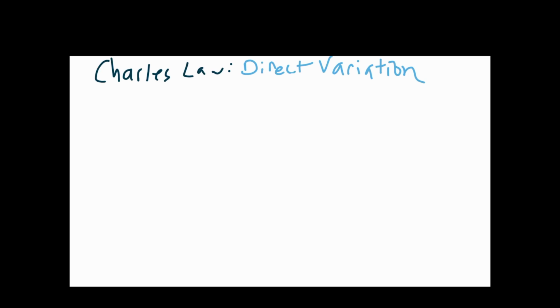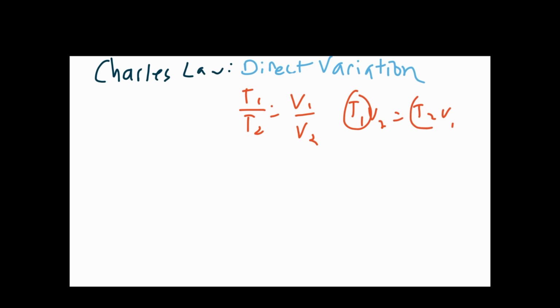So Charles' law relates volume and temperature. T1 over T2 equals V1 over V2. Just like with Gay-Lussac's law, we can rearrange it to make T1 V2 equals T2 V1. And once again, temperature always in Kelvin. Don't forget to convert to Kelvin because Kelvin is not on a degree scale, so it can't be negative. Volume will most likely always be in liters.